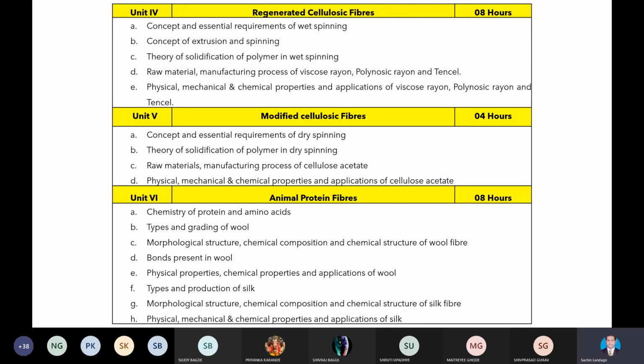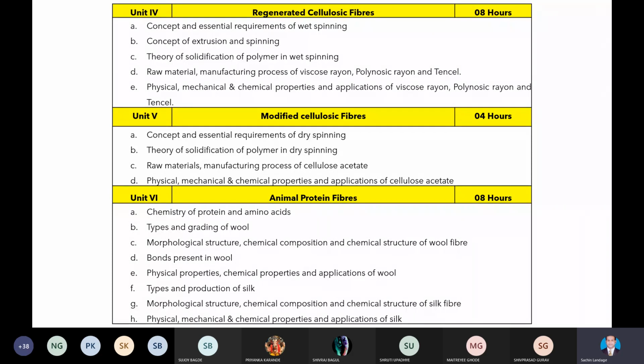Next point, the raw materials required and the manufacturing process of cellulose acetate. So what are the various raw materials, how we are going to procure them, and how we are going to convert this raw material into the modified cellulosic fiber, which is nothing but cellulose acetate, that we are going to study. And the next point is the physical, mechanical, and chemical properties and applications of the cellulose acetate fiber.